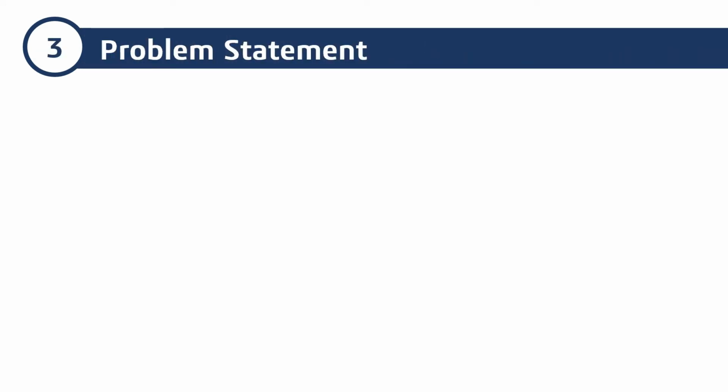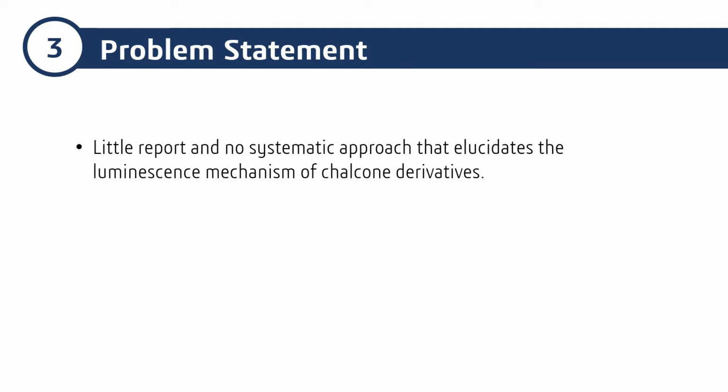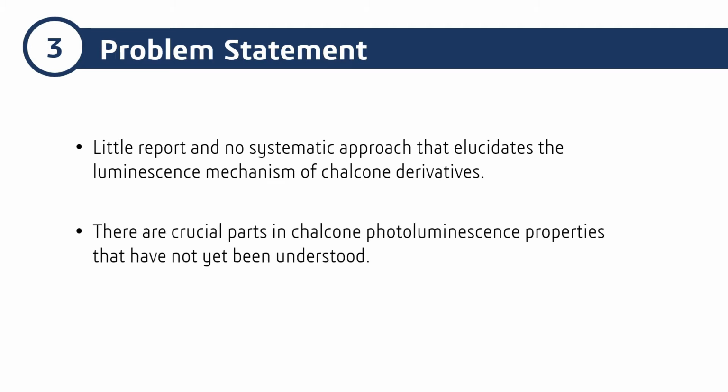Problem statement. Recently, there are a lot of applications that have been proposed to use chalcone derivative either in biological or chemical activities due to their promising properties. However, according to the past literature about chalcones and their derivatives, there is very little report and there is no systematic approach that elucidates the luminescent mechanism of chalcone derivative. Therefore, there are crucial parts in chalcone photoluminescent properties that have not yet been understood to fully utilize the photoluminescence for a certain application.